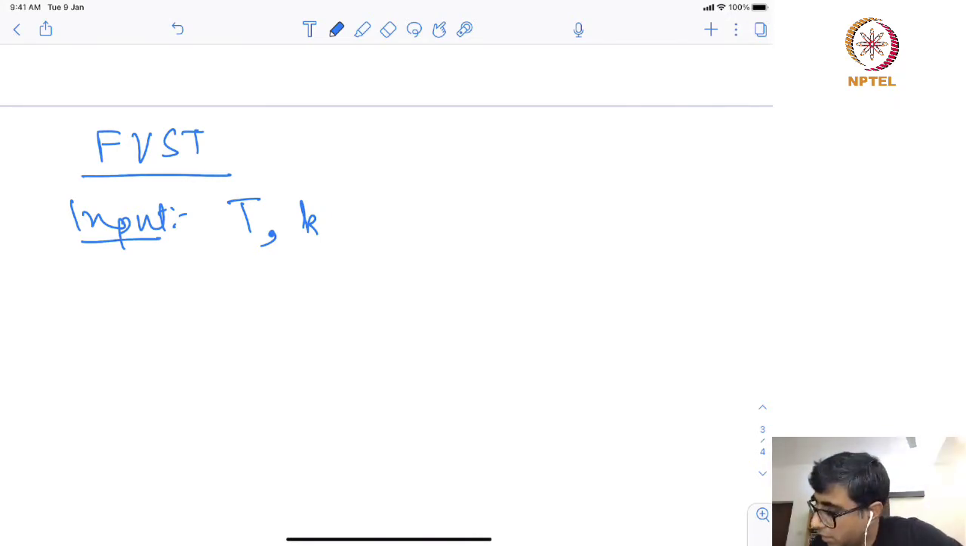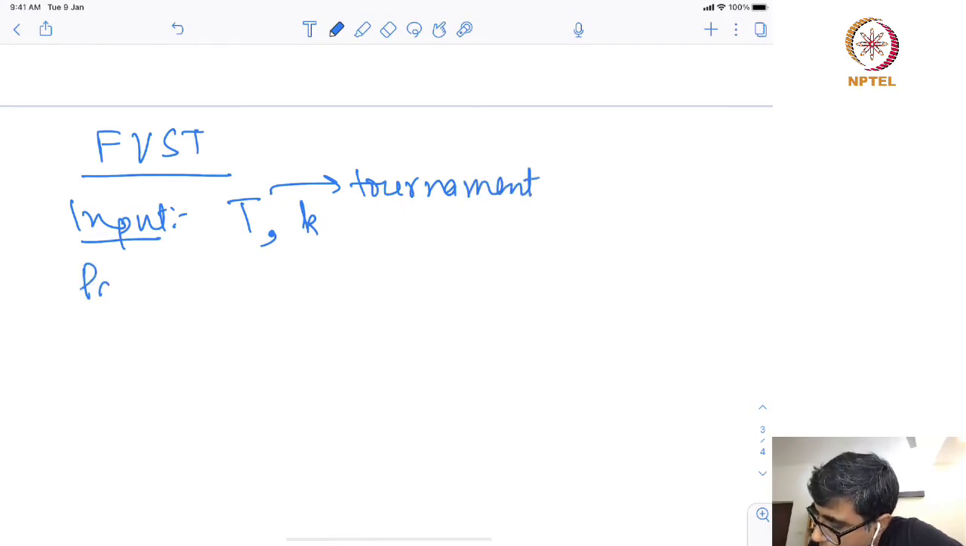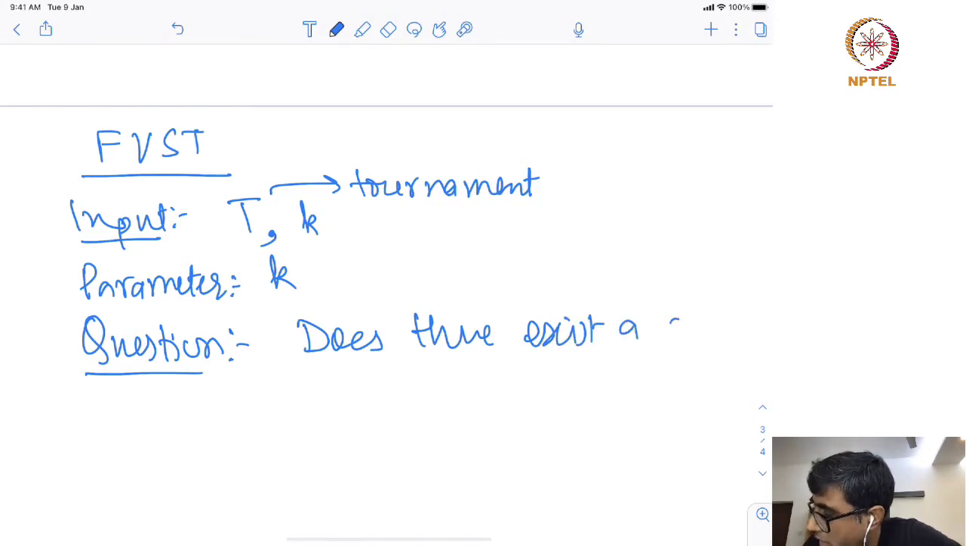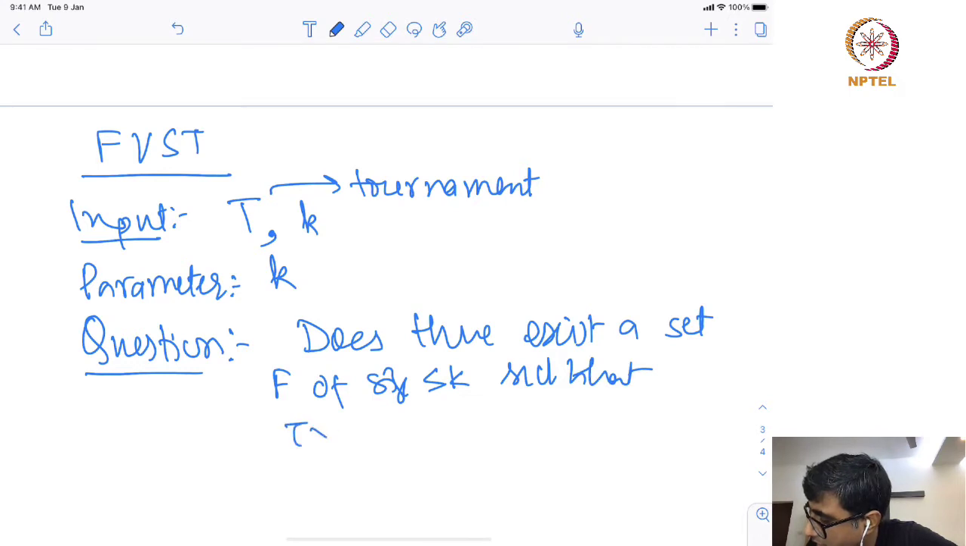The parameter is k, and the question is, does there exist a set F of size at most k such that T minus F has no directed cycle.